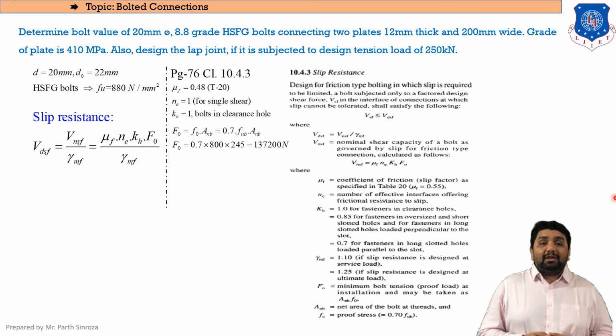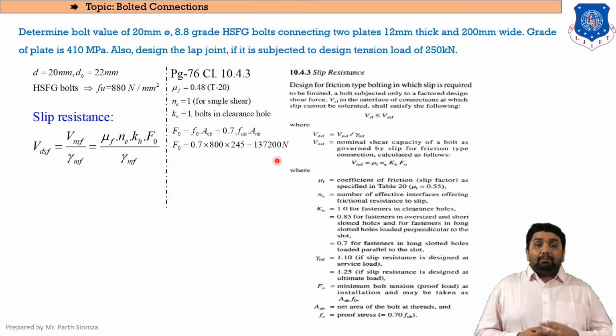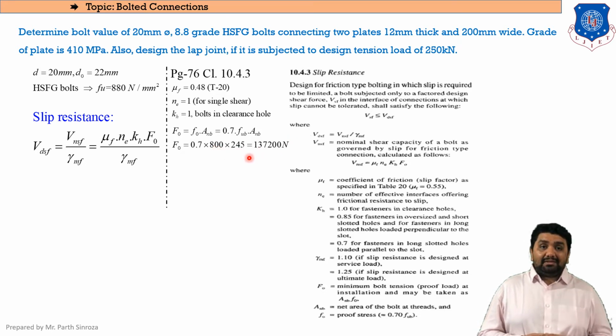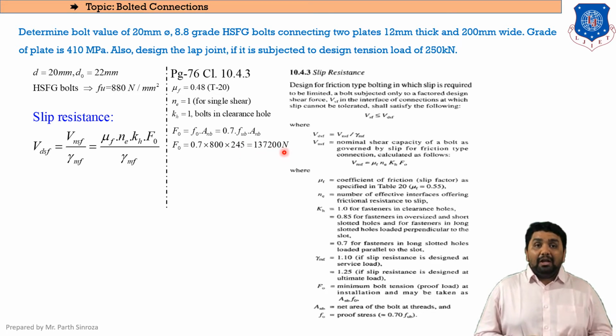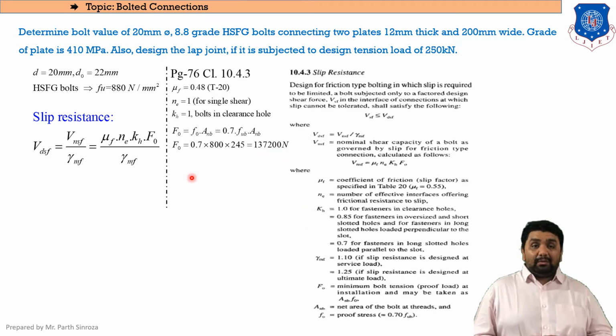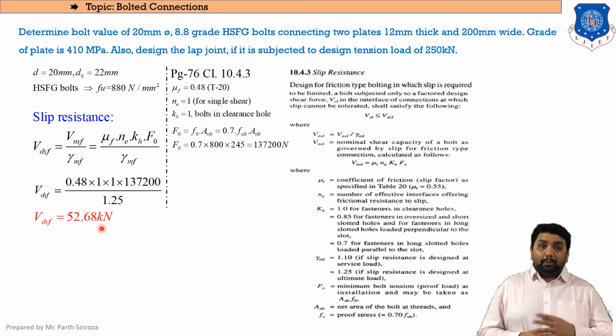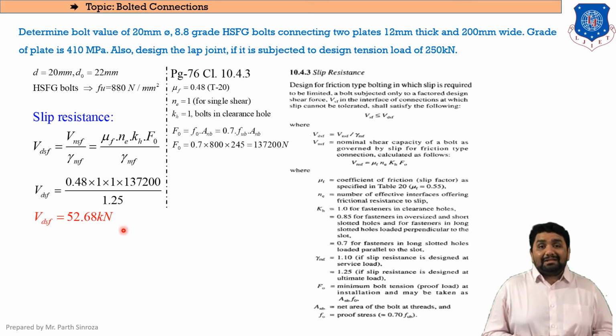Now substituting in the equation, we get 0.7 into 800 into 245, and the answer is something like 137 kilonewton. So substituting everything in the equation for VDSF, we get the final answer as 52.68 kilonewton. Yeah, so this is our slip resistance or the slip capacity of the bolt.